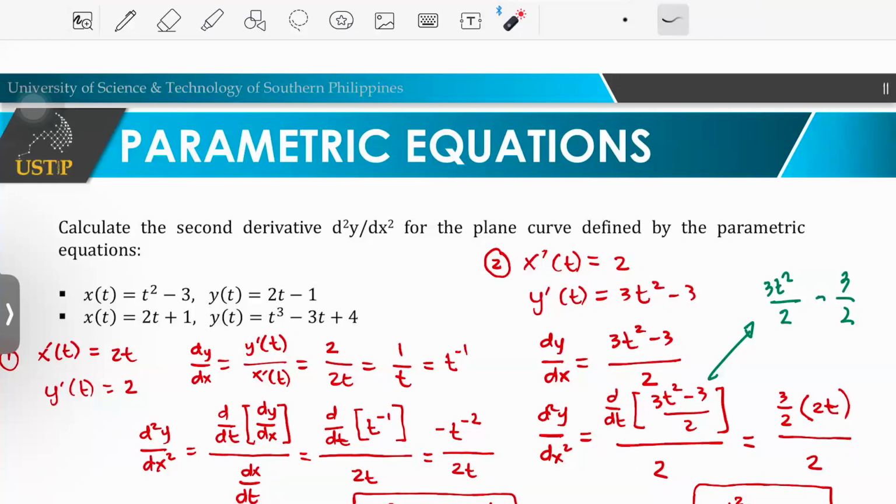Okay, so that's all for parametric equations. You can go back to the video if you got confused, but I'll proceed to partial differentiation.